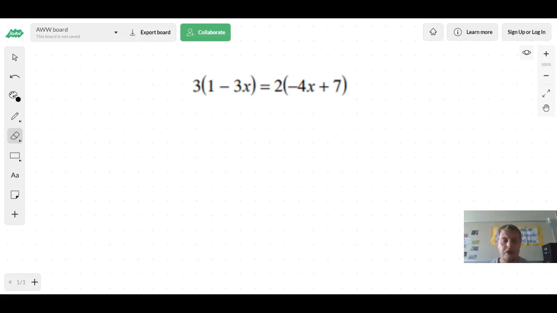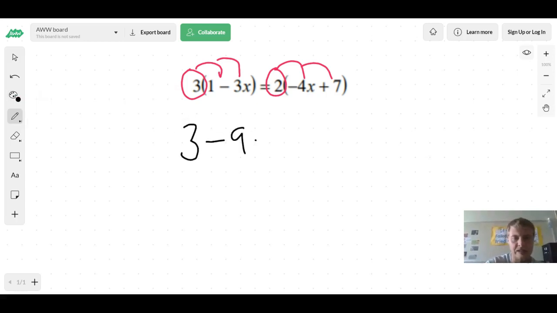Okay, so for our first lesson, we're going to work on equations. You should remember quite a bit of this from past years, but we're just going to do a quick review on it. Your first thing when you see an equation like this, you'll see the parentheses. If you remember what to do with the parentheses, you want to distribute these numbers. So when we distribute that, we're going to get 3 minus 9x equals negative 8x plus 14.